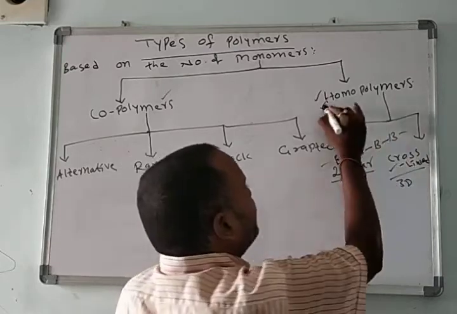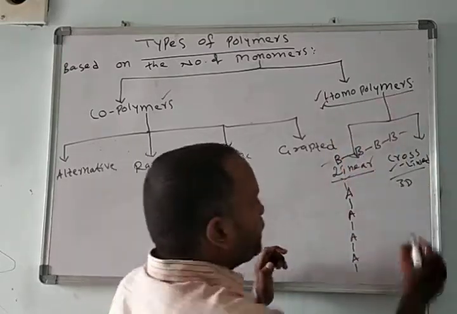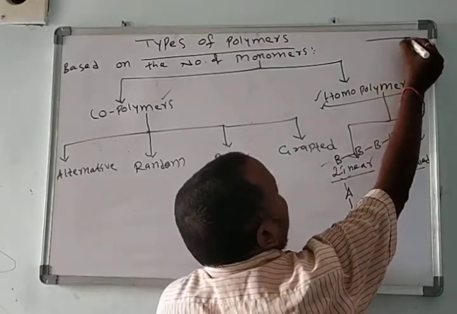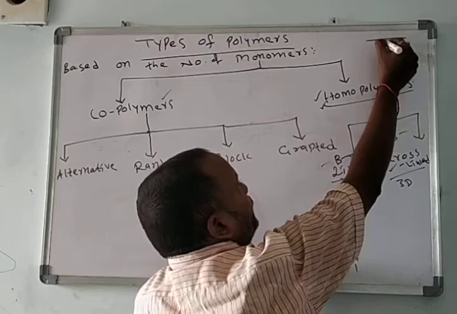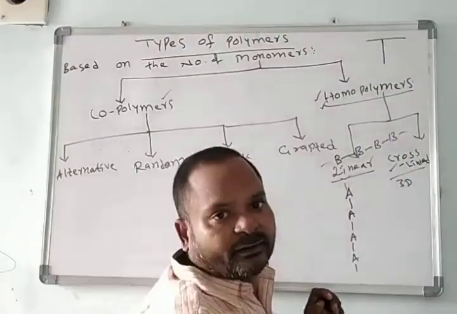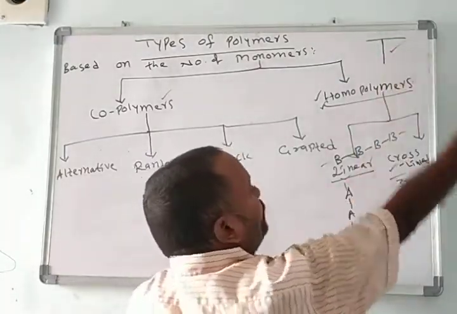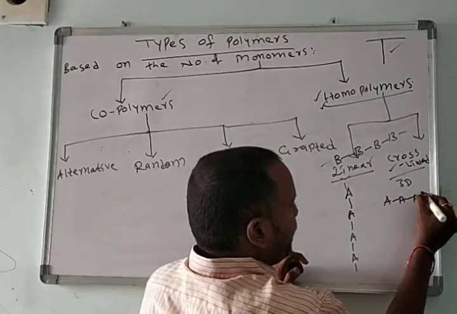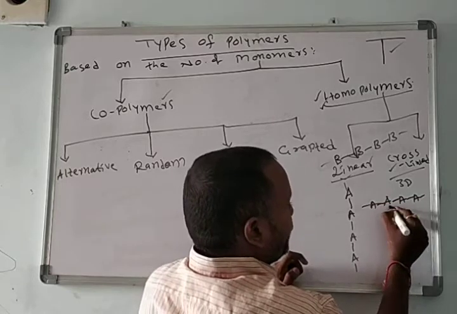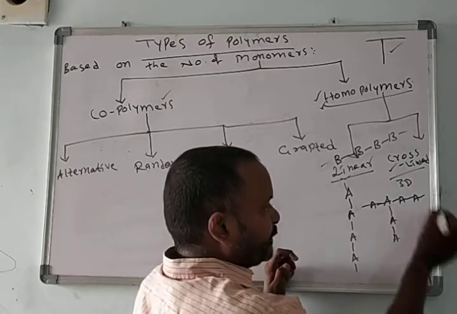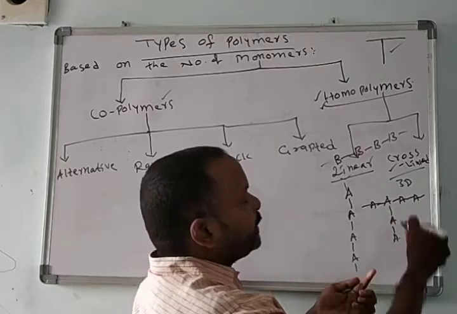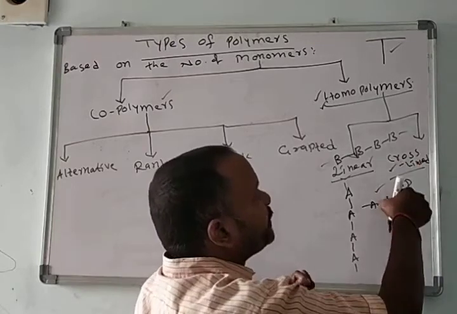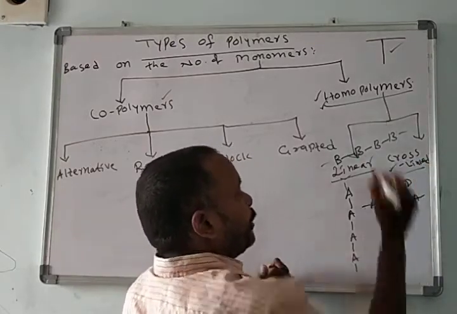Linear straight chain homopolymers. Then cross-linked homopolymers. Cross-linkage means this is the horizontal, this is the vertical. If horizontal and vertical both are present in one way, that we called as cross-linked. That means here A, here A like this. This is the cross-linkage. Horizontal and vertical manner arranged monomers. This type of polymers we called as cross-linked or three-dimensional homopolymers.